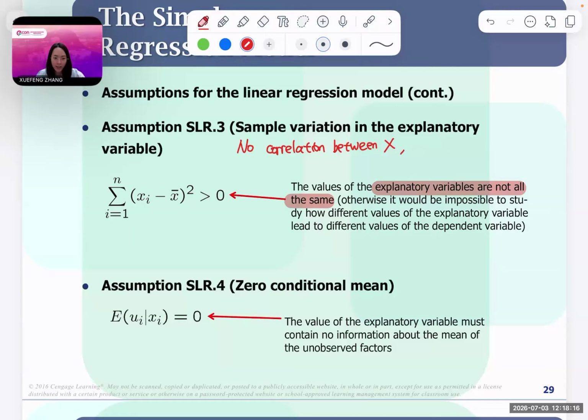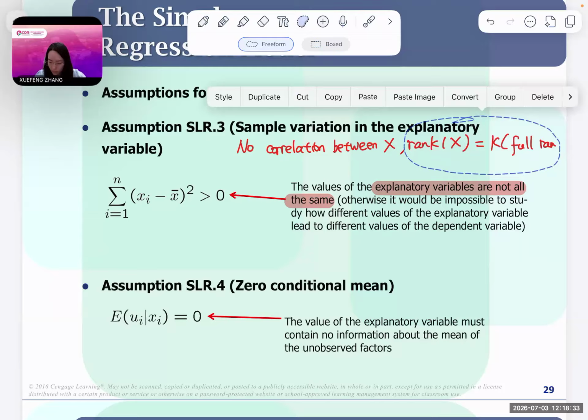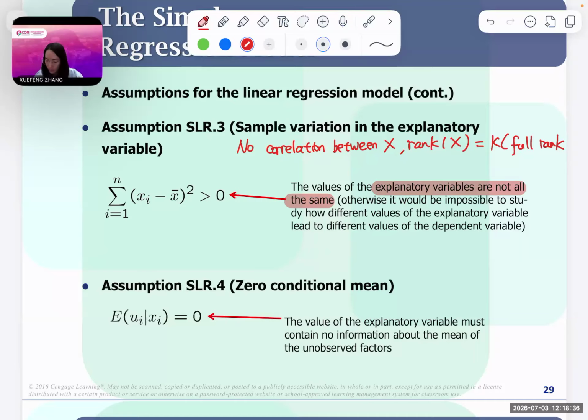Or in matrix form, we need rank of X equal k, which is full rank. Okay, we need rank of X to be full rank. In other words, in the sample and also in the population, none of the independent variables is constant, and there are no exact linear relationships among the independent variables, okay?